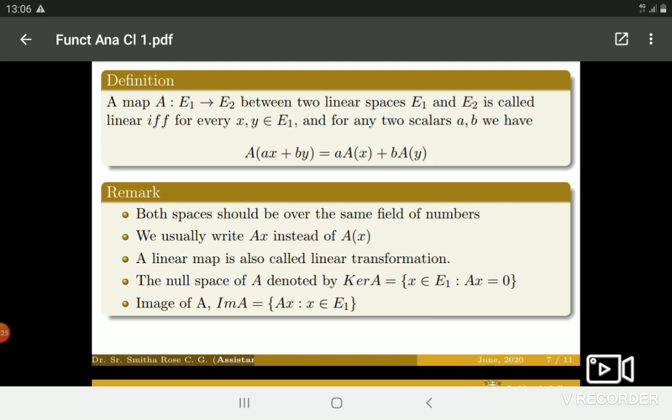Then about null spaces and range. The null space of A, or we will say kernel of A, denoted by kernel A, is equal to the set of all x element of E1 such that Ax is equal to 0. So the null space is the set of all elements of the domain which are mapping to the identity of addition in E2. Now about the range of A or image of A, that is the collection of all Ax, x element of E1. That means all the images of x in the domain.